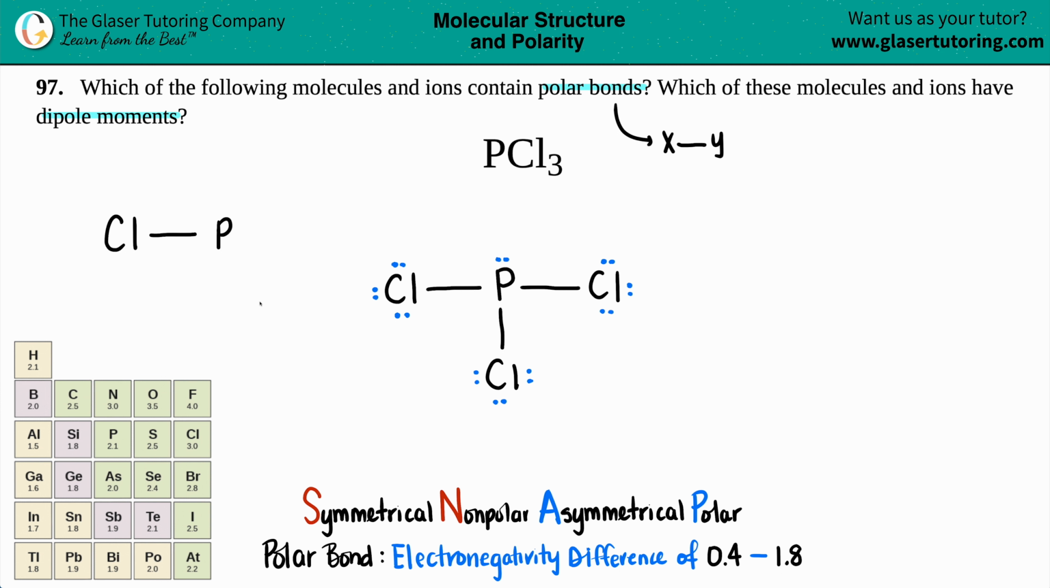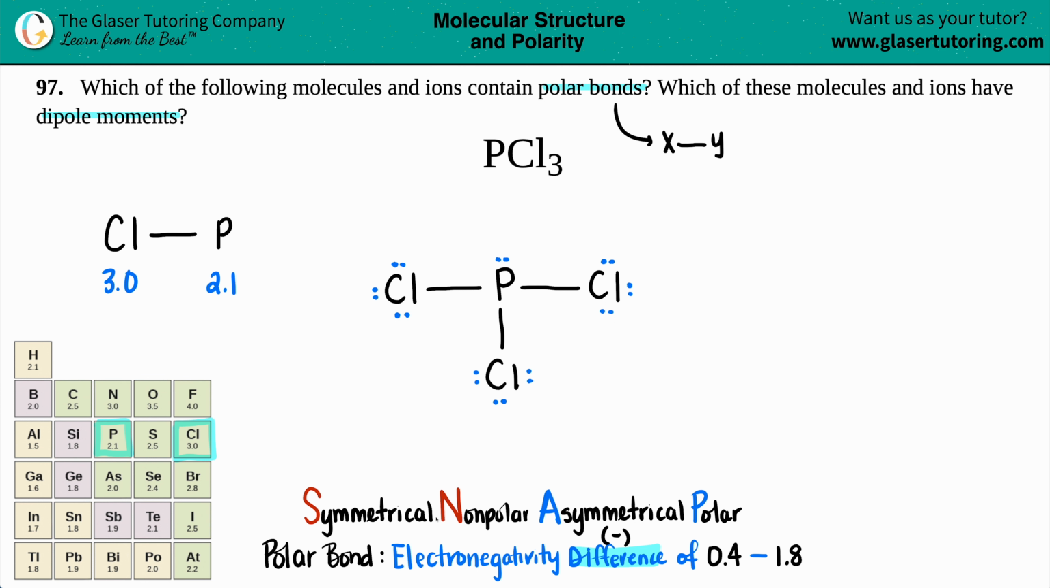Now, if you want to find out if something has a polar bond, the electronegativity difference between the 2 atoms has to be in between 0.4 and 1.8. And remember, electronegativity difference just means subtraction. So let's go find those electronegativities on a chart. Let's see here. Chlorine, I have it right here. Chlorine is a 3.0 as far as electronegativity, and phosphorus is a 2.1.